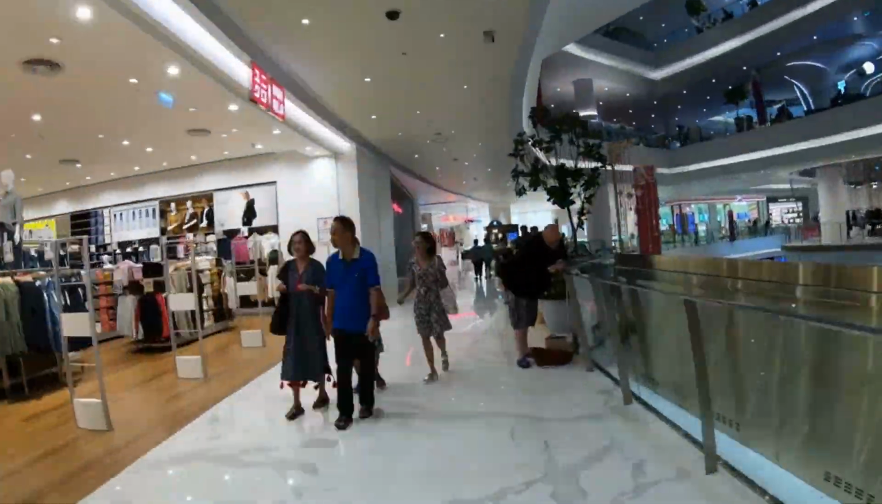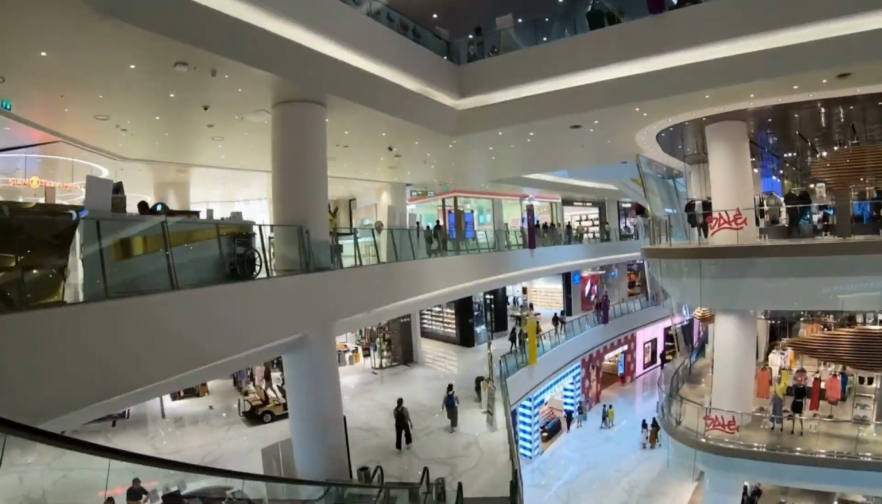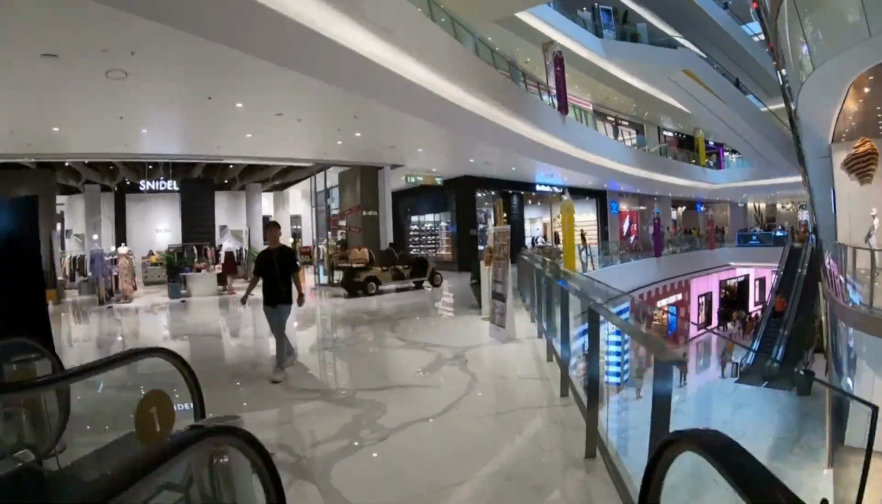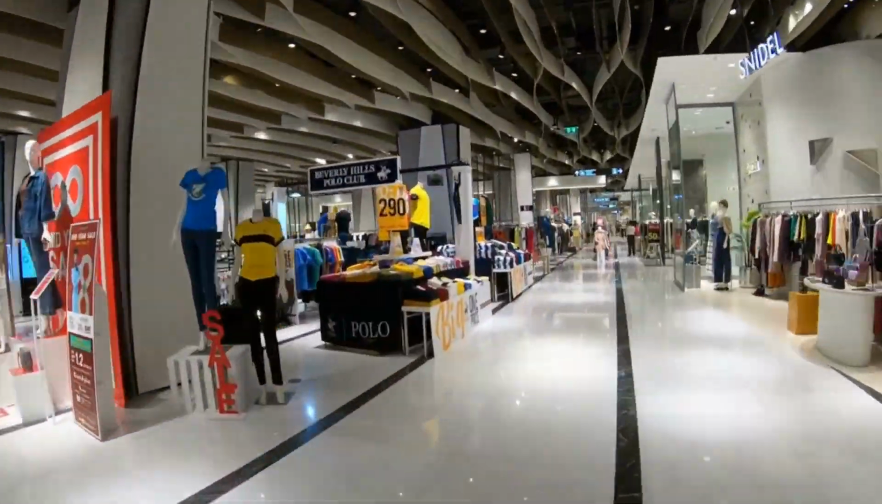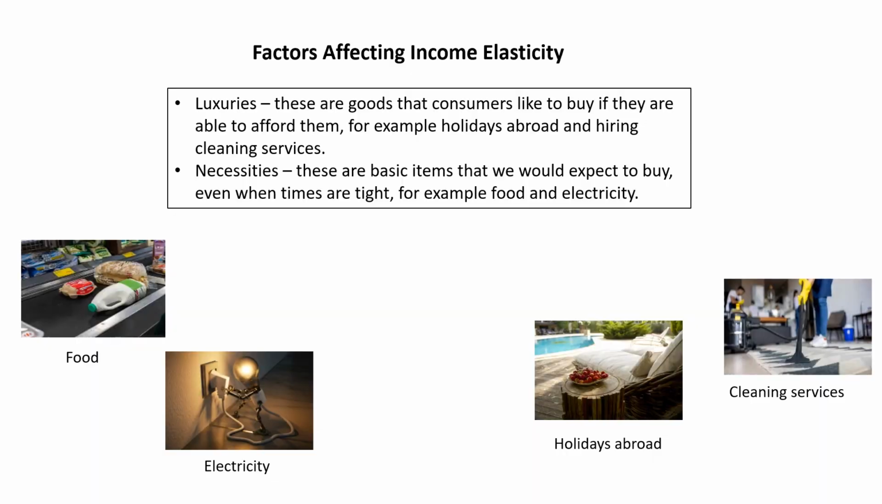The main factors influencing income elasticity of demand are whether or not the goods are necessities or luxuries. Luxuries are goods that consumers like to buy if they are able to afford them. These are items that we can live without but like to treat ourselves with when we can afford to. Necessities. These are basic items that we would expect to buy even when times are tight. These are not sensitive to changes in average incomes.